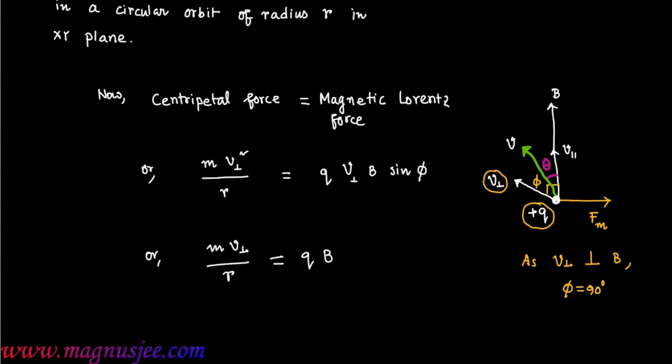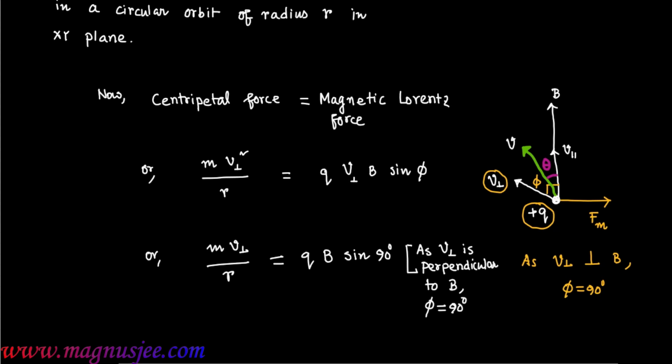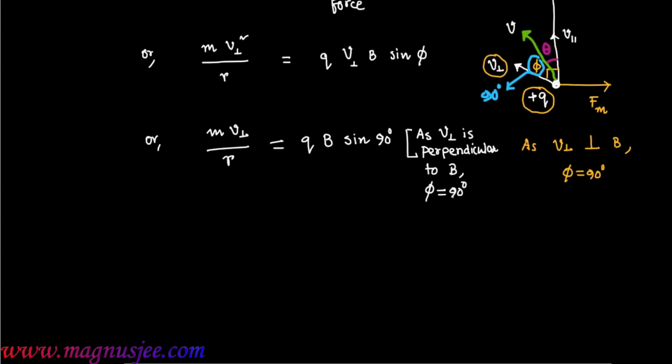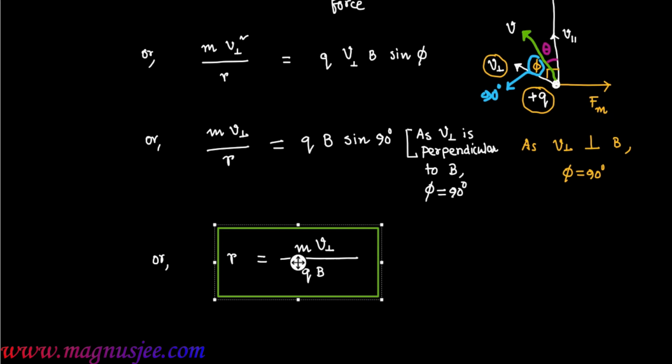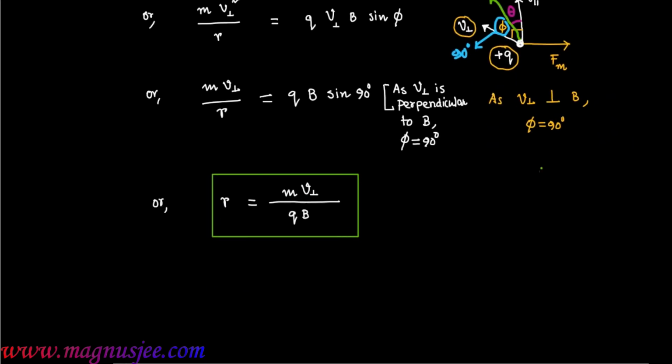Or, MV perpendicular divided by R equals QB sine 90 degrees, since V perpendicular is perpendicular to the direction of magnetic field B. That's why the angle phi between V perpendicular and B is 90 degrees. Or, R equals MV perpendicular divided by QB. That is the radius of the circular orbit described by the charged particle in the xy plane.